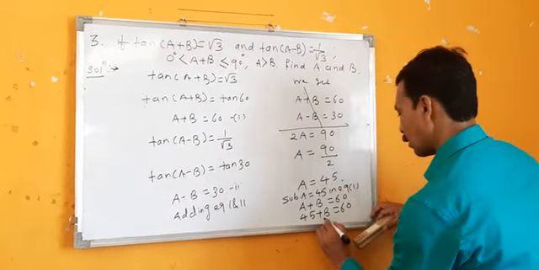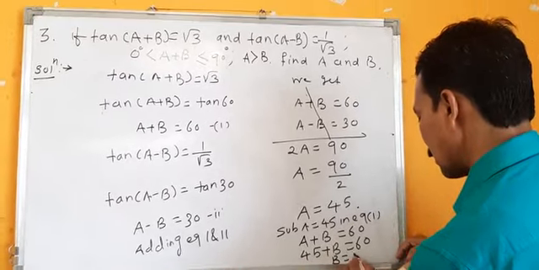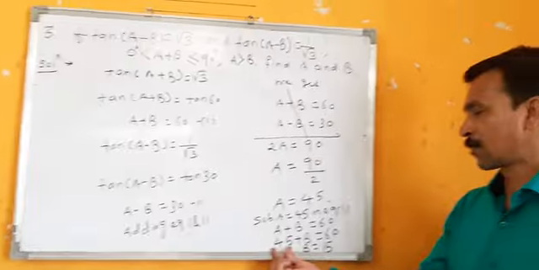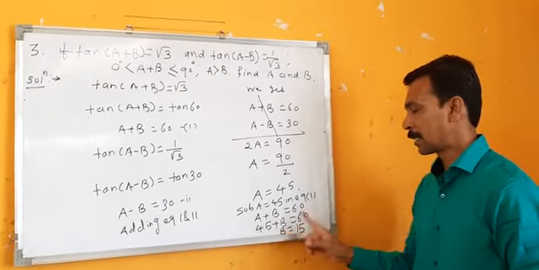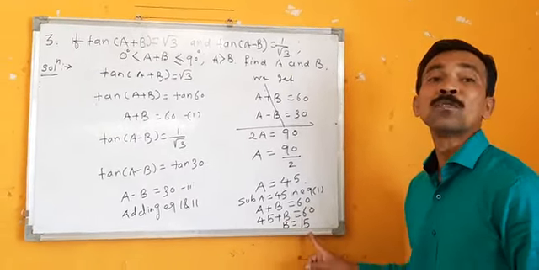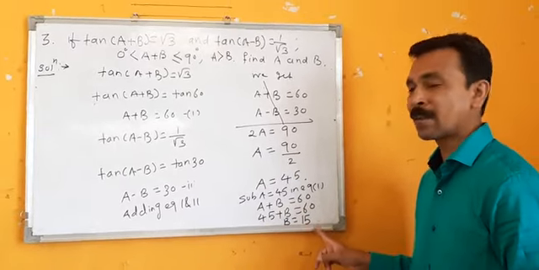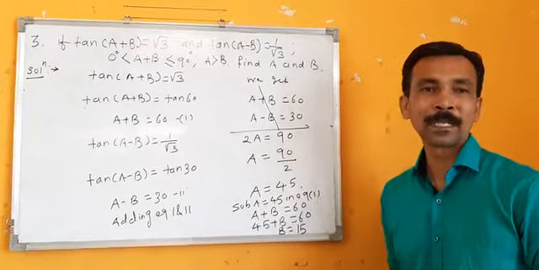So, what will be B? 15. How 15? This 45 comes on the right hand side. 60 minus 45 is equal to 15. So, the values of A and B are 45 and 15 respectively.